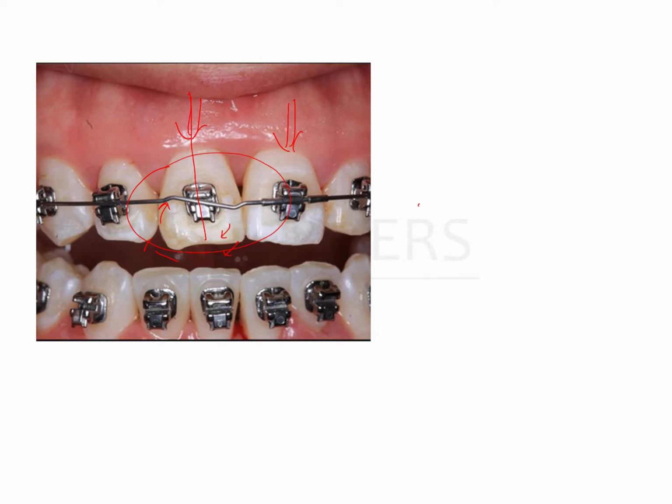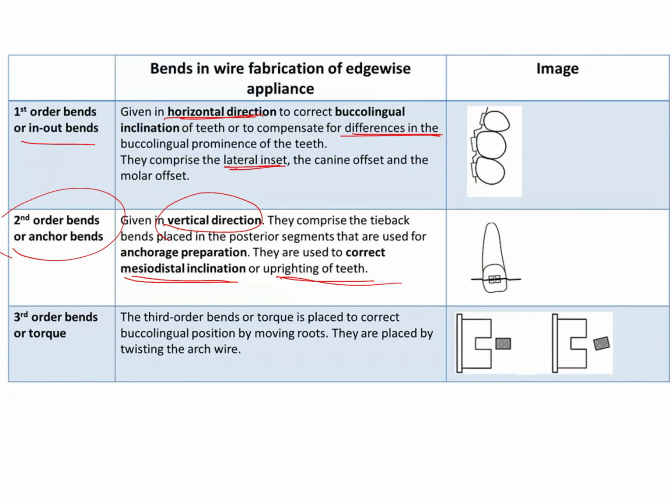Okay, so this tooth is basically tipping in the mesiodistal direction. Okay, there is mesiodistal tipping or uprighting of the tooth. That's why these second order bends are very versatile and they have various different names like anchor bends, tip back bends, V bends, artistic positioning bends, etc. And they are given in the vertical direction.